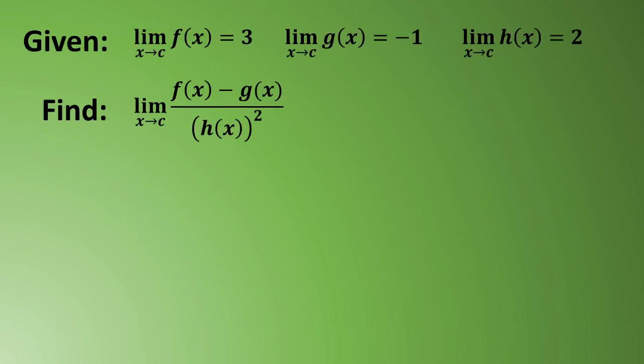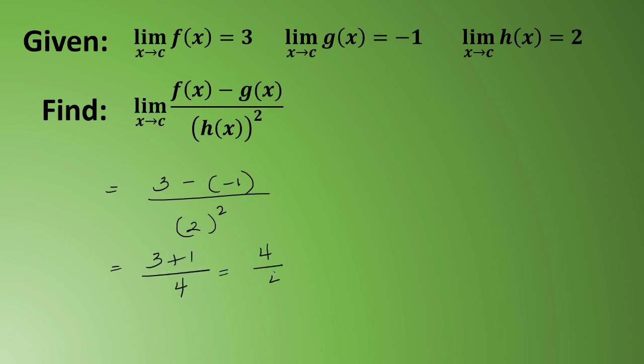To answer this, let us use the given. By straight substitution, the limit of f of x would be 3 minus g of x is -1 over the limit of h of x would be 2 and then squared. So I have 3 plus 1 over 4. So this is 4 over 4, which is equal to 1.